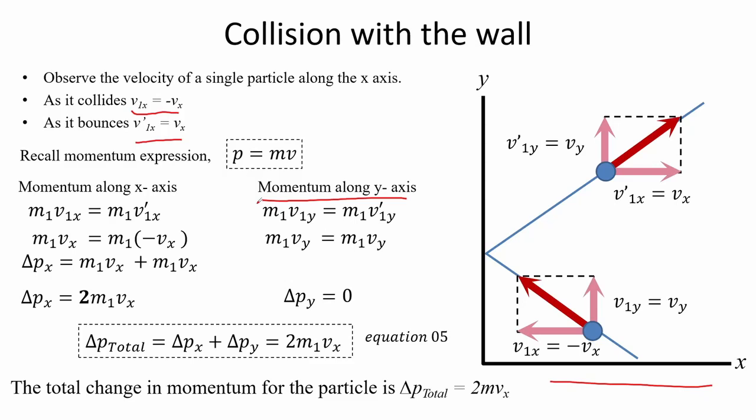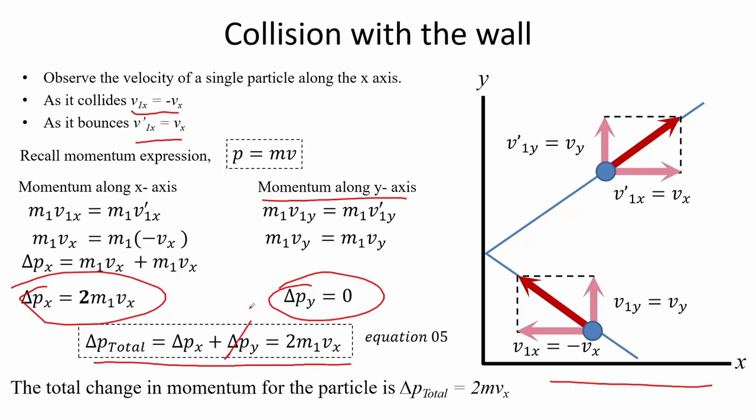Recall the conservation of momentum equation. We see that along the y-axis the change in momentum is 0, but for the x-axis it is equal to 2 times its mass times its velocity along the x-axis. Therefore, the total change in momentum, delta p, is equal to the sum of its components, which is equal to 2 times its mass times its velocity along the x-axis.